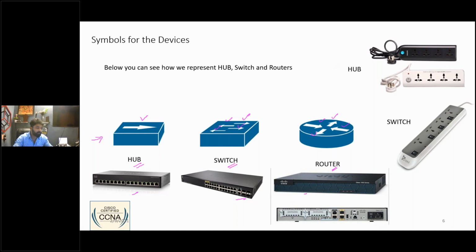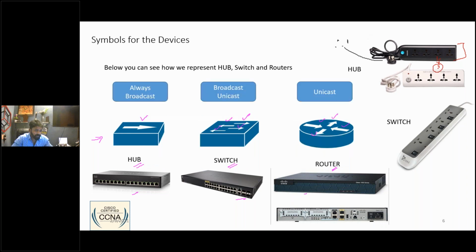You can compare your hub with that extension cord in the right top corner. I'll tell you why we are comparing like that. When you connect this to the wall socket and I'm powering it on, the power will come inside. And if I ask you, I want power only on port number 3, is it possible using this extension cord? No, it will supply to all the ports. One input, all outputs, that is called broadcast. That's why we say a hub is an always-broadcast device.